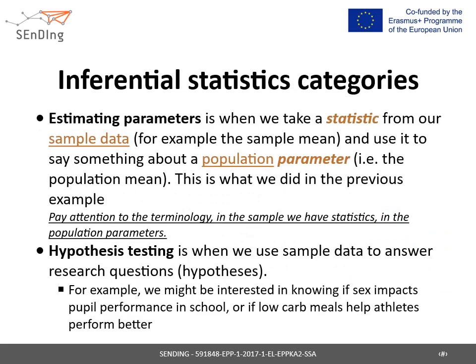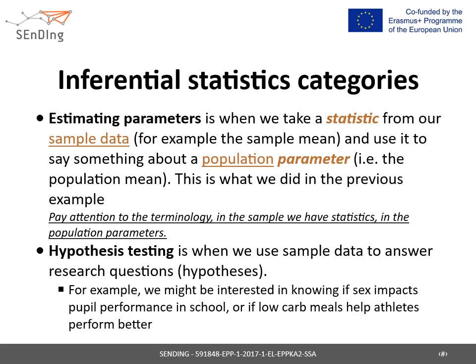Inferential statistics are classified in one of two main categories: estimating parameters and hypothesis testing. Estimating parameters is when we take a statistic from our sample data, for example the sample mean, and use it to say something about a population parameter, i.e. the population mean. Pay attention to the terminology. In the sample we have statistics, in the population parameters.